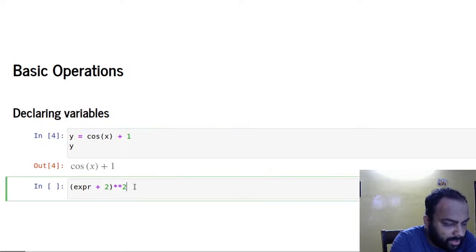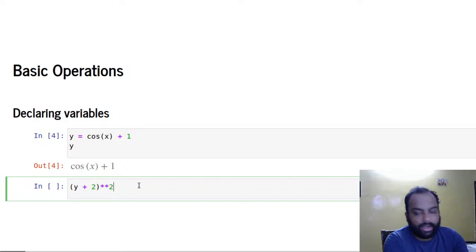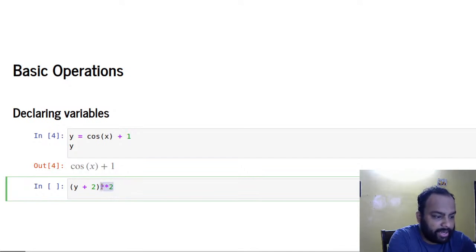Right, so I think you can see the results, right? So now I can do computations like this. I can say... Okay, fine. What if I want to do something like this? Y plus 2 whole square. So this is again the whole thing squared up, right?